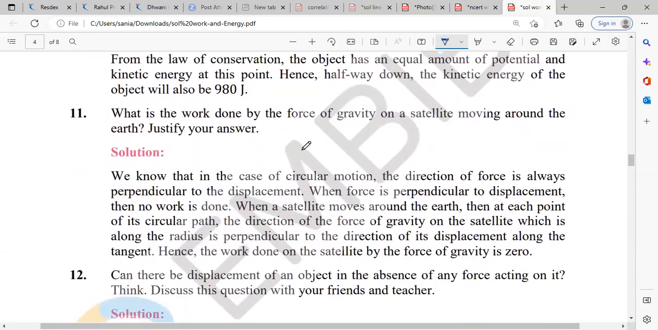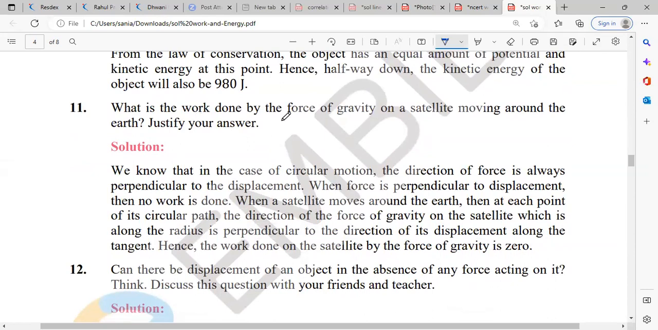Now these are numericals. Then, what is the work done by the force of gravity on a satellite moving around the earth? Very important question. For example, this is the earth and you have the satellites over there, right? These are the satellites. So gravity pulls everything toward it, right? But why is gravity not pulling this satellite so that it comes to earth, right?